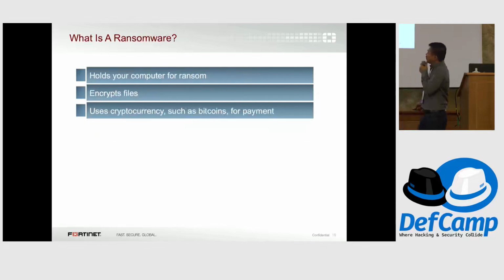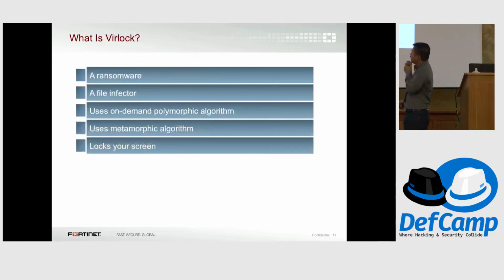And a ransomware, of course, holds your computer for ransom and encrypts your files. Normally it uses bitcoins for payment, and it uses the Tor network so that you won't be able to trace the malware authors. And what is Birlock? Birlock is a combination of ransomware, a file infector, on-demand polymorphic, it has metamorphic, and of course it locks your screen.